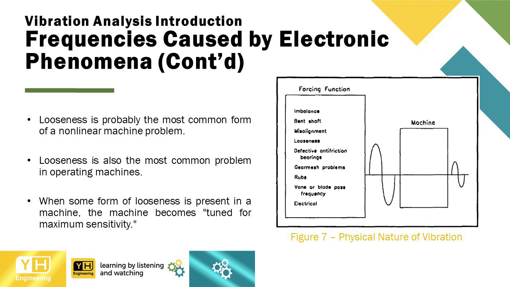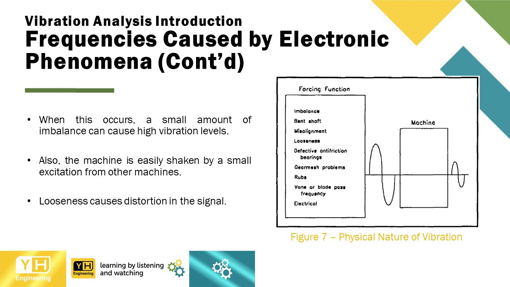When some form of looseness is present in a machine, the machine becomes tuned for maximum sensitivity. When this occurs, a small amount of imbalance can cause high vibration levels. Also, the machine is easily shaken by a small excitation from other machines. Looseness causes distortion in the signal.